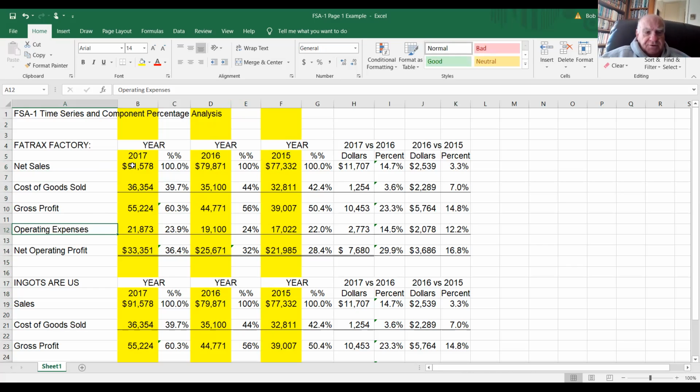55,224 divided by 91,578 better equal 60.3. 60 minus 23 is 36.4. Therefore, 21,873 divided by that. That's not so hard now that you've seen how to do it.